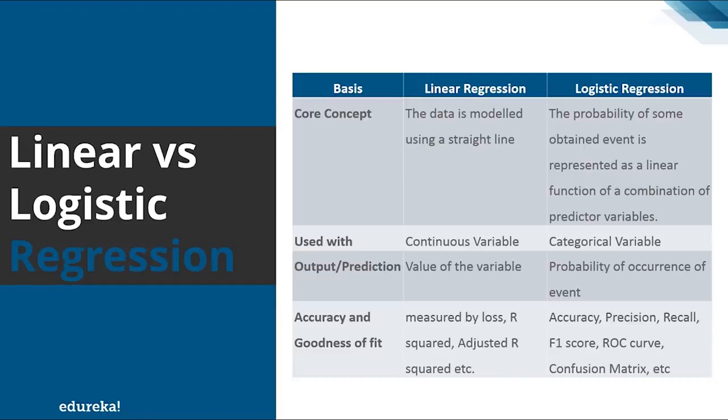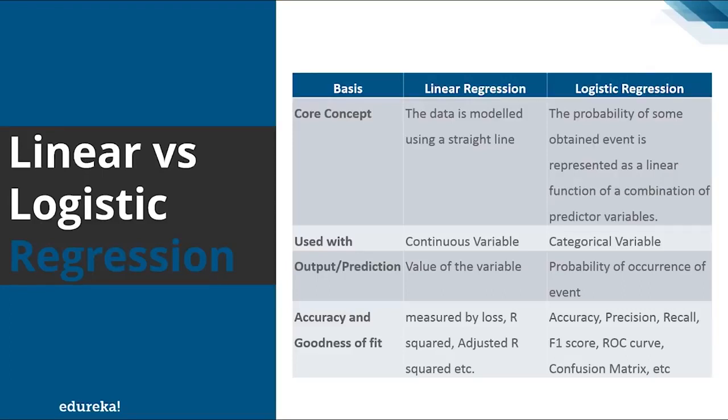Fine. So as a core concept of linear regression, you can say that the data is modeled using a straight line, whereas in the case of logistic regression, the data is modeled using a sigmoid function. Linear regression is used with continuous variables. On the other hand, logistic regression is used with categorical variables. The output or prediction of a linear regression is the value of the variable. On the other hand, the output or prediction of a logistic regression is the probability of occurrence of the event.